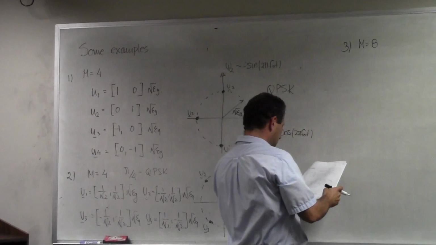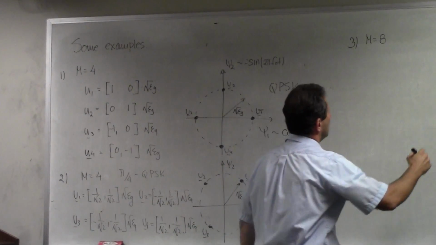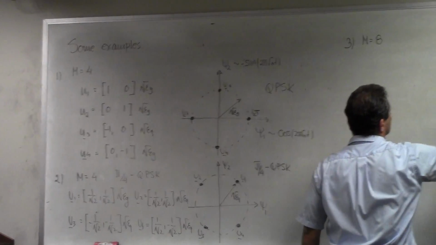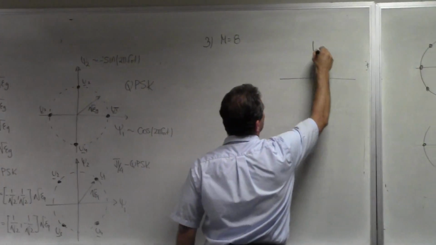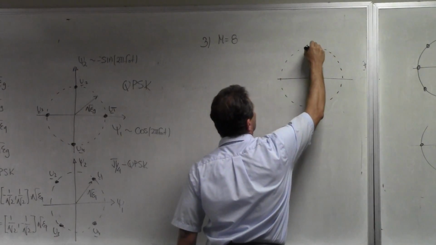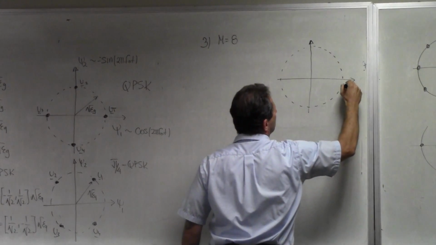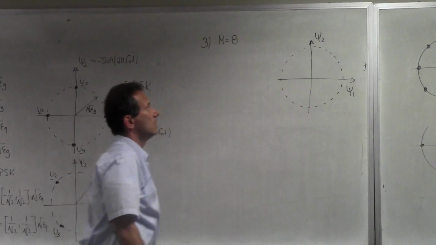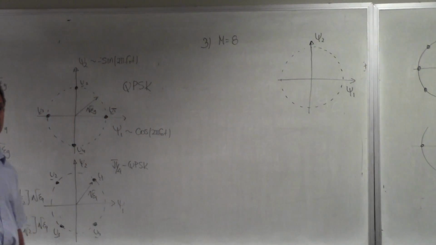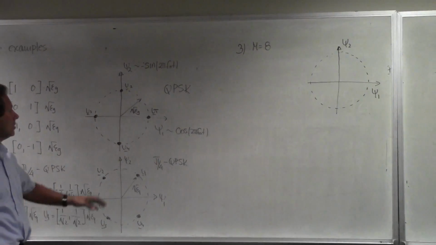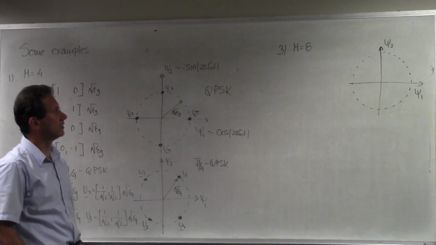Now in M equals 8, I'm going to start from a constellation itself, so that you can see how we generate all these signals. The important thing about PSK, if you haven't figured by now, is that all of the points that you pick in a constellation are residing on the same surface. They're all having equal energy, they're all having equal norm, if you want to see them as vectors.